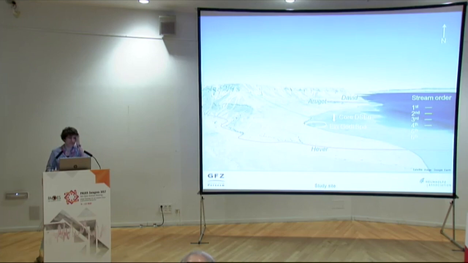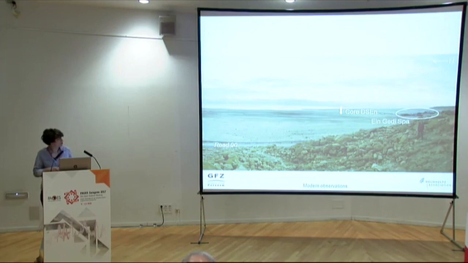And we have a look towards the base of these escarpments, which looks like this. Here we have a person as a scale, it's a small person. But so here we have again Ein Gedi Spa, Route 90, the Dead Sea, so we look towards Jordan, which is over here, and our current location.